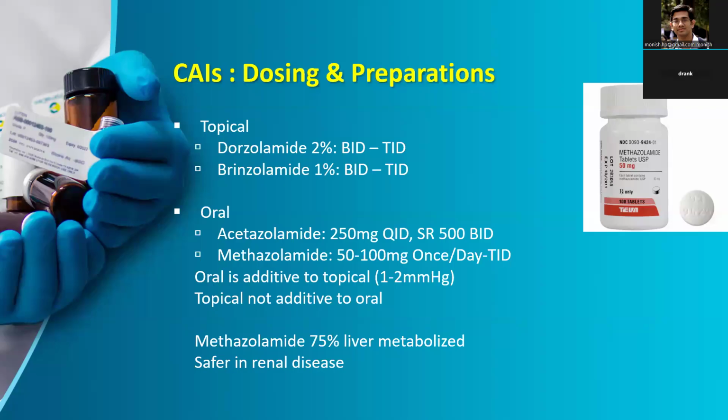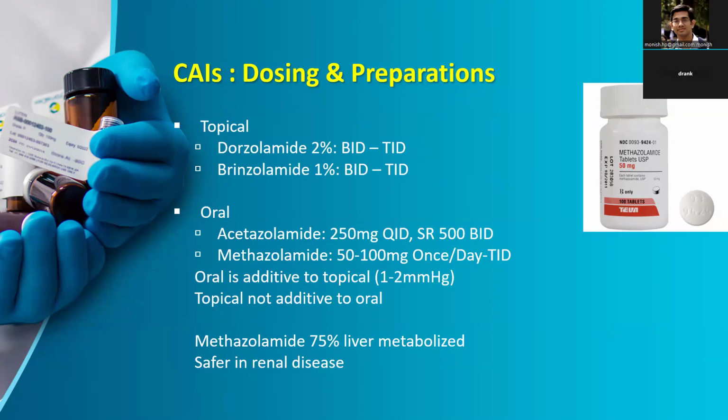Now coming to the other class of drugs, that is carbonic anhydrase inhibitors. Carbonic anhydrase inhibitors belong to the sulfonamide group of drugs, and they are the only class of IOP-lowering drugs available in both topical and oral formulations for the treatment of glaucoma. The topical formulations are dorzolamide and brinzolamide, given BID to TID, and the oral formulations are acetazolamide and methazolamide. Oral formulations can be used as add-ons to the topical, but not vice versa. Only oral can be used as an add-on.